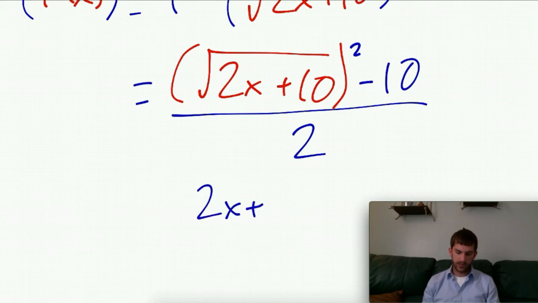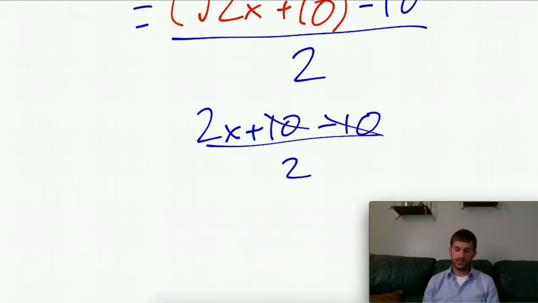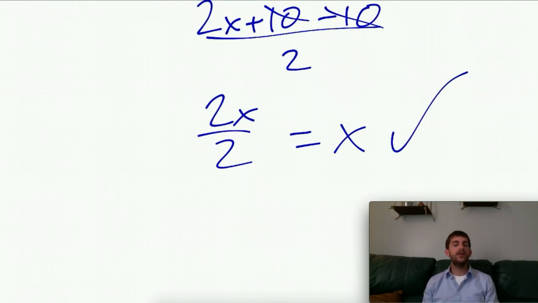We have 2x plus 10, then still minus 10, all over 2. Cleaning up that numerator a little bit, the 10's are going to cancel off, so we're left with just 2x over 2, which again simplifies down to just x. So if the composition of the inverse function and the original function are truly inverses, then they should simplify down to x when you do composition.